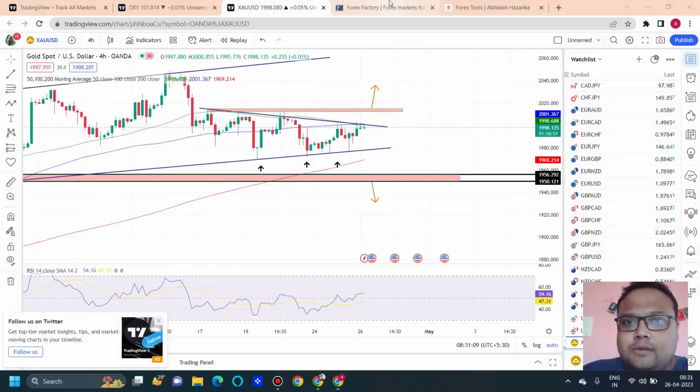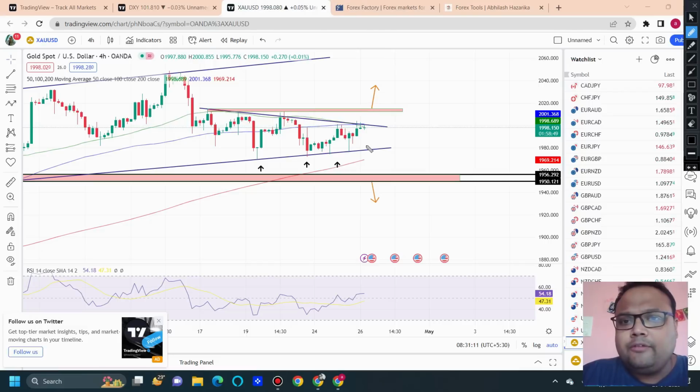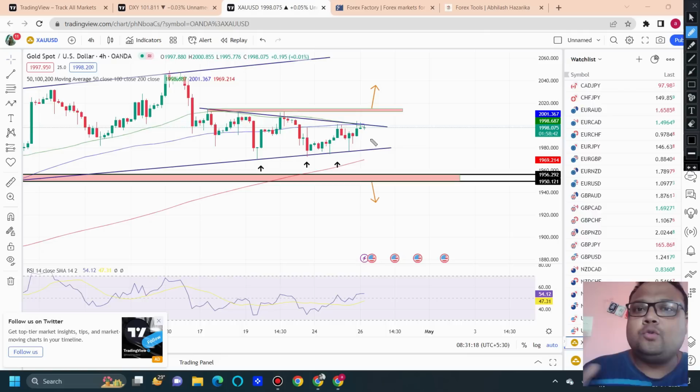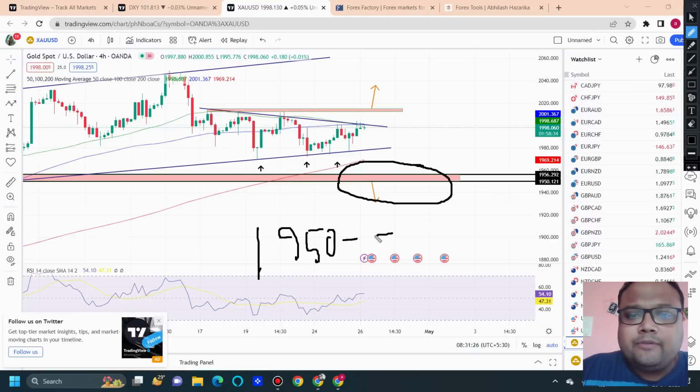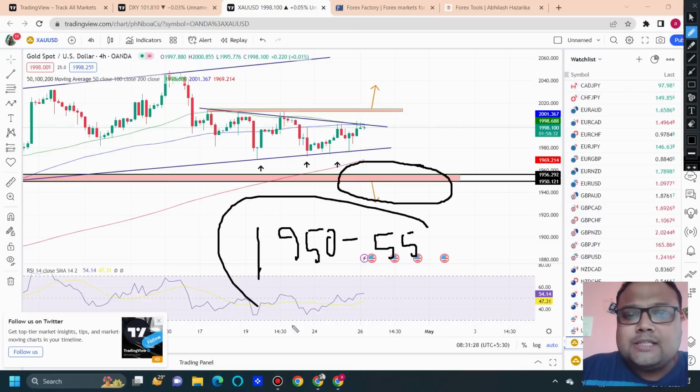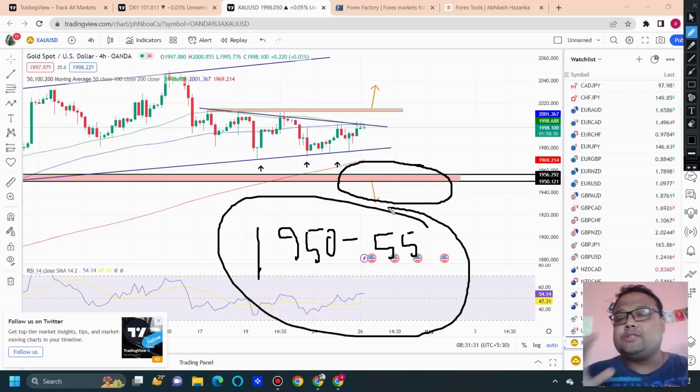So during the day or by tomorrow, if the market breaks the trend line with a big red candle, it means that selling pressure is present in the market, and you can look for a sell position and observe the market around the 1950 to 55 level as well. As I said, 1950 to 55 has been a very strong support, but things are changing slowly right now because the market is preparing for a bigger breakout.